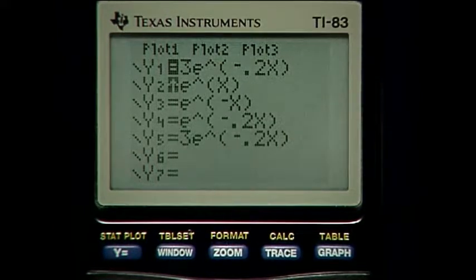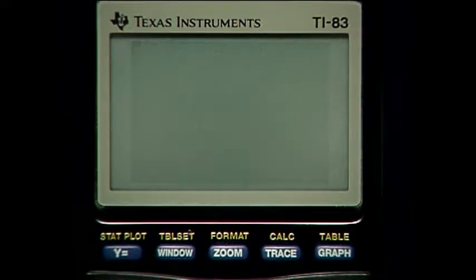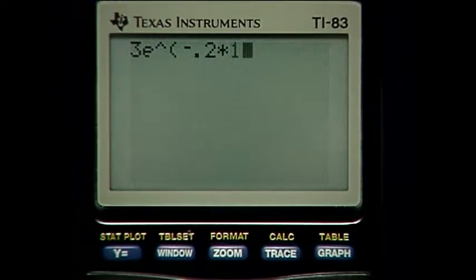Press second and then the mode button, and it'll give us a clear main screen. If we press, let's see, it was 3, then e to the negative 0.2. Now we're going to multiply times, it was the x in this position. We'll replace x with 1 and then press enter. So here is f of 1 if we're thinking of it as a function.